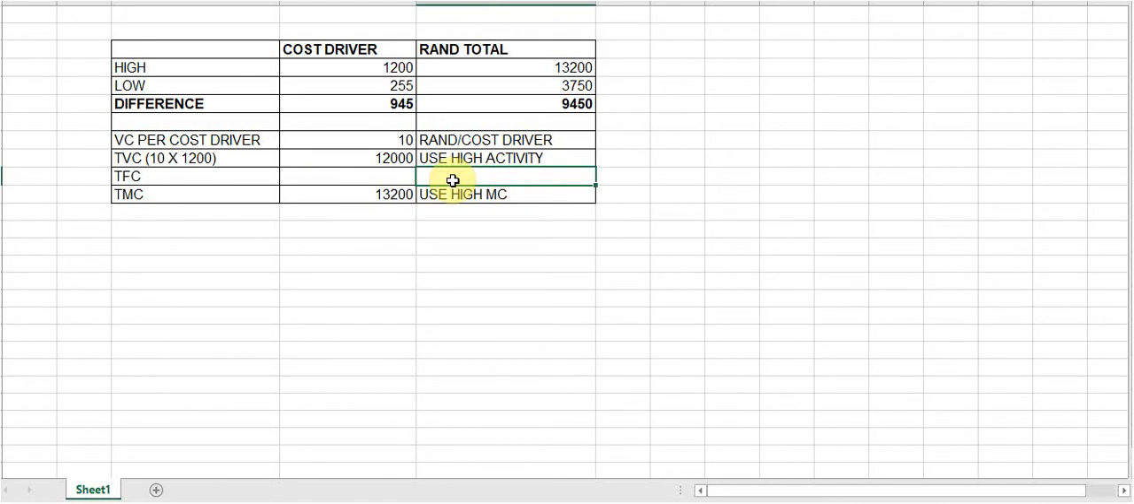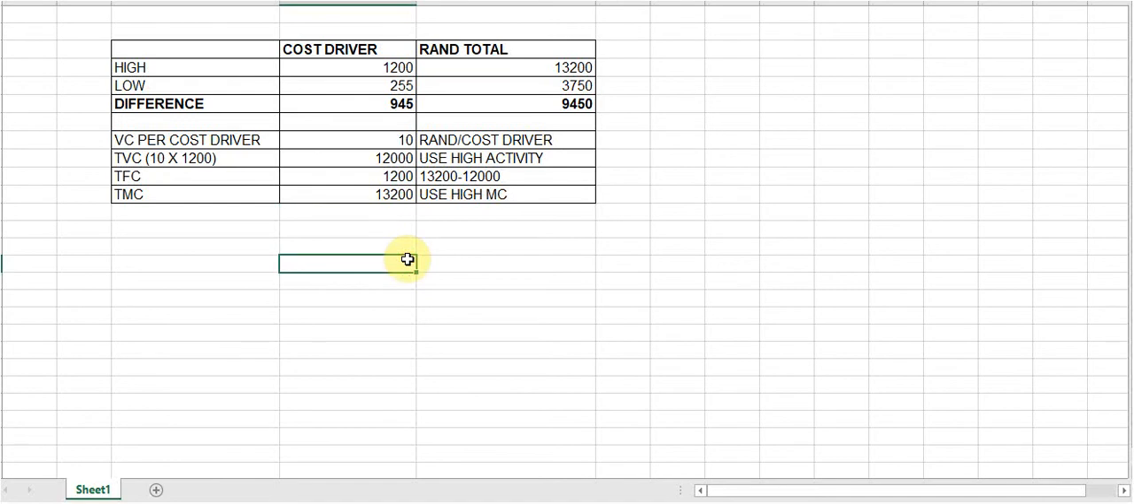The total fixed cost is the difference between the two, because our total variable cost plus total fixed cost is total mixed cost. I will therefore say 13,200 minus 12,000. That is this minus that. 1,200 rand for our fixed cost.